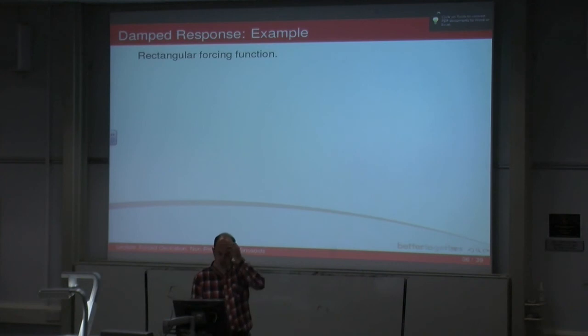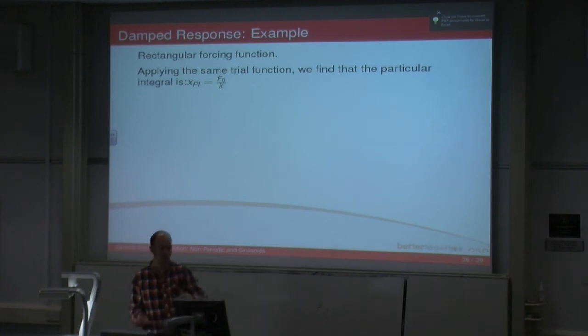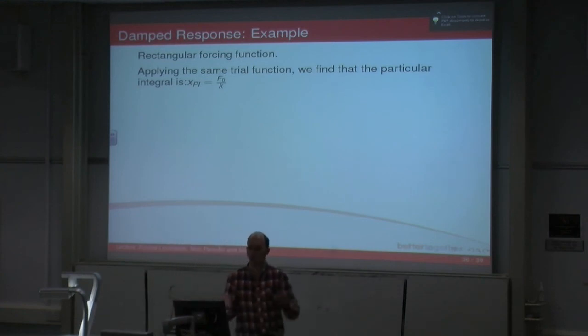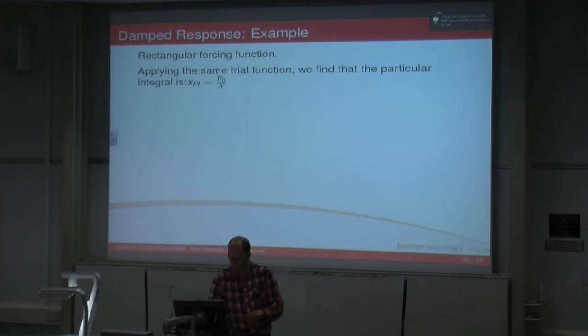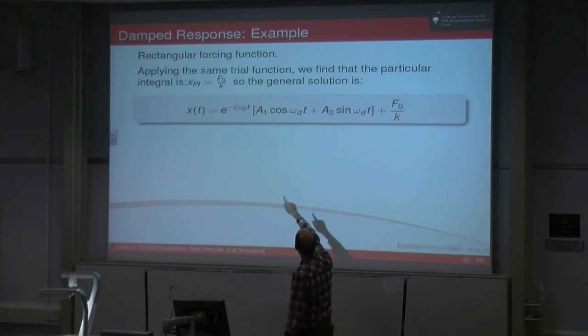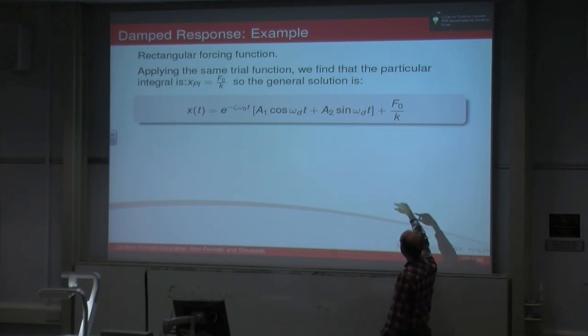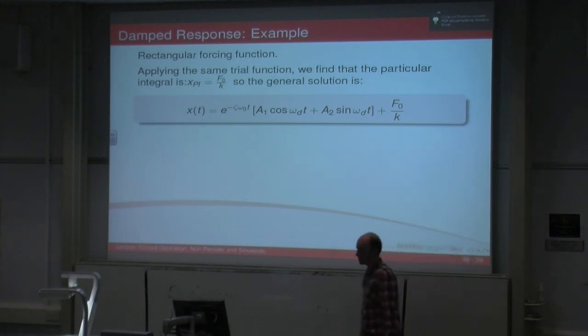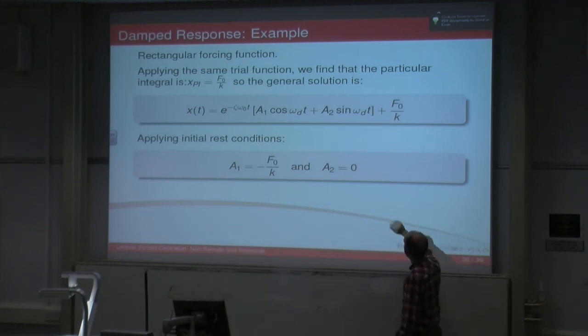Now it just so happens if we do an example, rectangular forcing function, XPI, we do exactly the same process and we end up with the same term for XPI, F0 upon K, because obviously what's happening initially and to do with the complementary function has no effect on the particular integral. And so our solution is our complementary function, which we found in chapter 2, the decaying exponential times the sinusoidal, plus that constant term, f0 upon k. If you apply initial conditions, you end up with A1 equal minus f0 upon k and A2 is 0. The same solutions we found previously.